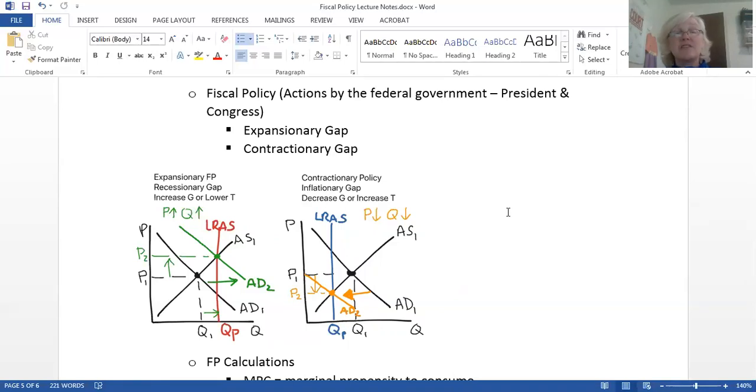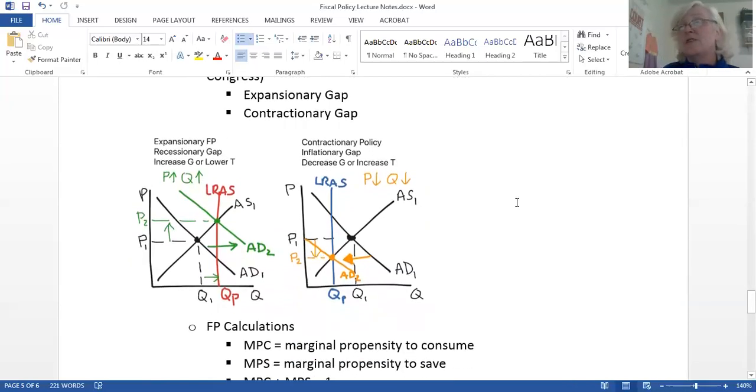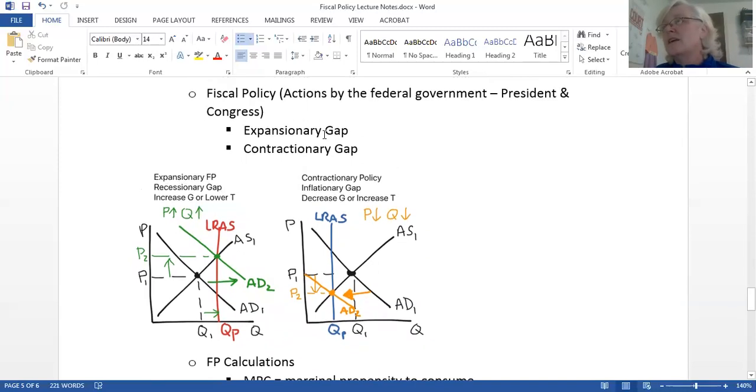But let's look at what Congress and the president can do. First of all, what does an expansionary and a contractionary gap look like and how would they do this? With fiscal policy, when you're in an expansionary gap, or I'm sorry, oh, I wrote that wrong. It's contractionary policy. Hold on, I'm going to change this. The cool thing is I can change this. Expansionary policy, typo, and contractionary policy.